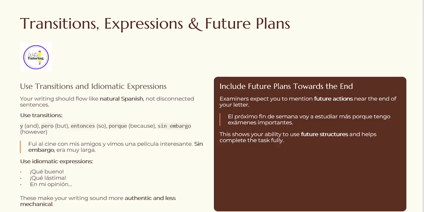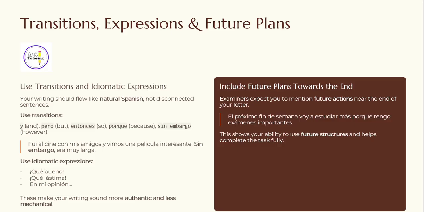Remember to use transitions and idiomatic expressions. At this point, use them all over the Spanish paper. It shows that you know your way around the language and you're comfortable with it, which is the entire objective of taking this exam. So your writing should flow like natural Spanish. It shouldn't look like disconnected sentences. So use transitions like y, which means and, pero, but, entonces, so, or it could also mean then, porque, because, sin embargo, however, right?